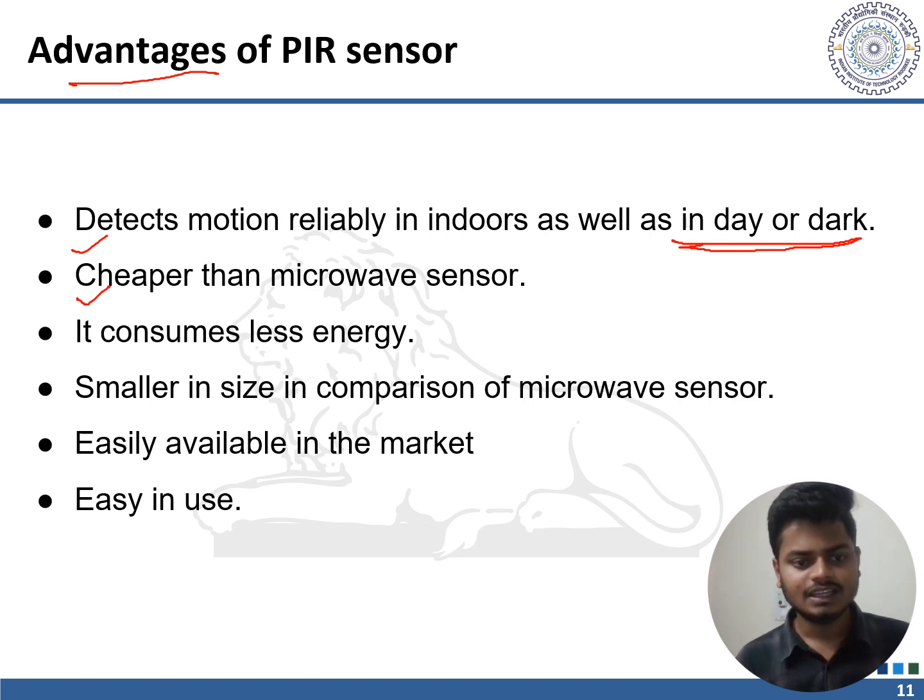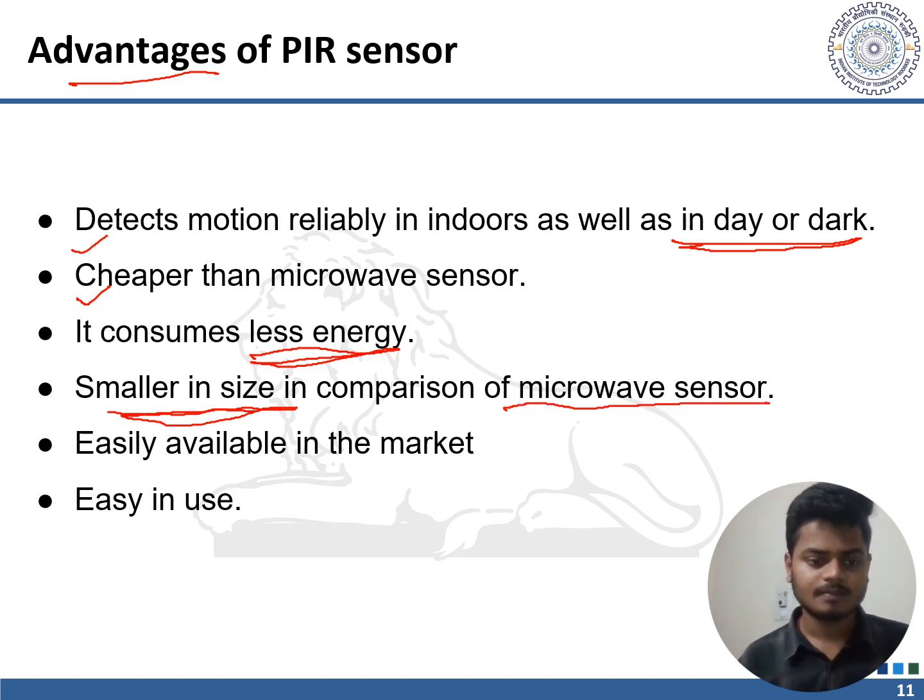It consumes very less power, and this is very small in size in comparison of microwave sensor. This is also a motion detector sensor. So this is also easily available in the market. We can find it easily, and this is very easy in use. These are the advantages of this PIR sensor.